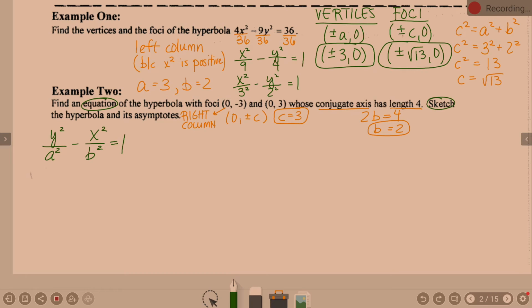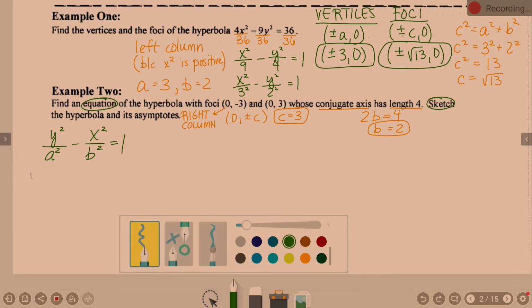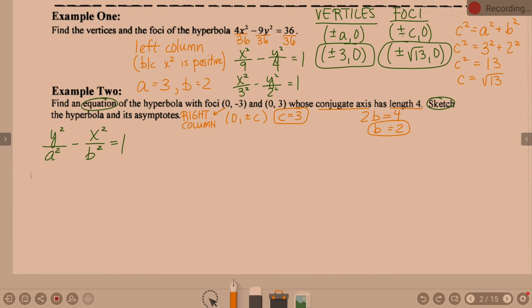What else do I need to find? And how do we find a? Good old Pythagorean relationship. So c squared equals a squared plus b squared. What do I have? 9 equals a squared plus 4. So a squared is 5. A is the square root of 5.